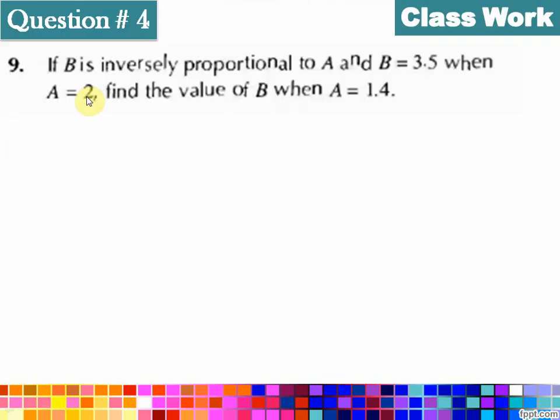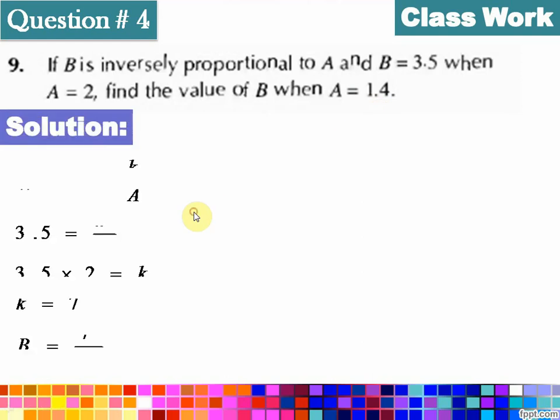Question number 4 is saying that if b is inversely proportional to a and b is 3.5 and a is equal to 2, find the value of b when a is equal to 1.4. Now first we have to write the equation, which is b is equal to k over a, where b is equal to 3.5, a is equal to 2. Put the values in the equation, you get the answer of k is equal to 7. Now write the general equation b is equal to 7 over a.